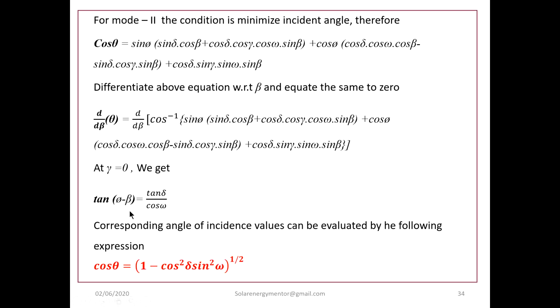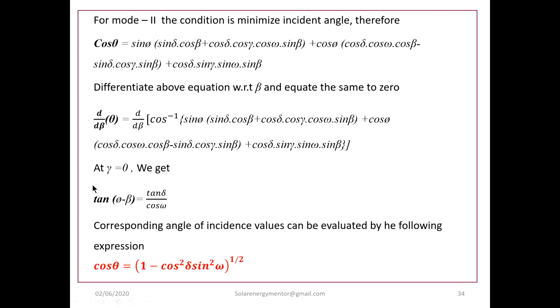Now with the input of beta, if we substitute beta in this expression, we will get the angle of incidence for evaluation of the solar energy incident on the aperture. This incidence angle can be calculated. So in mode 2, the incidence angle cos theta is equal to 1 minus cos square del sin square omega, raised to half. So with this we can estimate the amount of energy incident on the aperture.